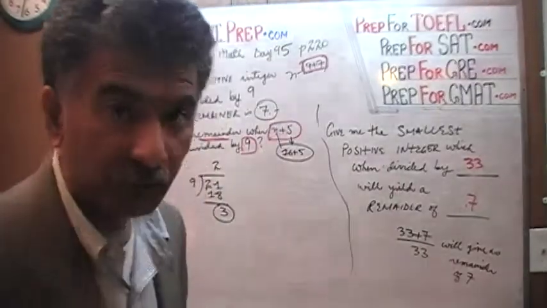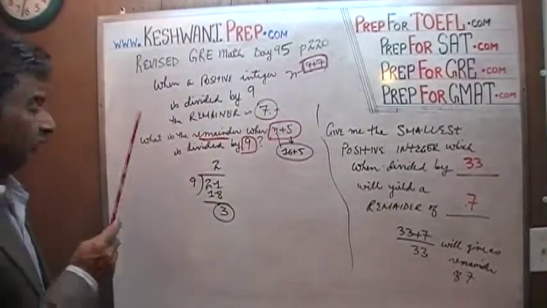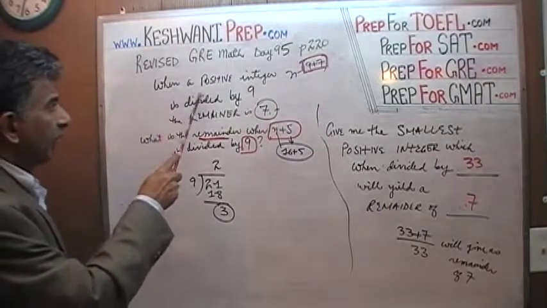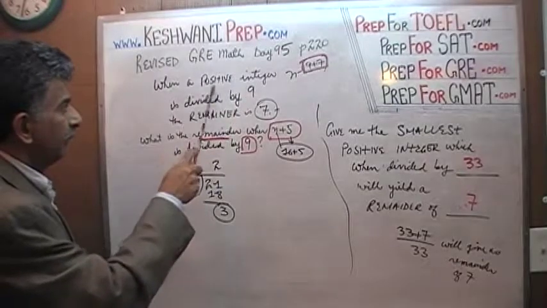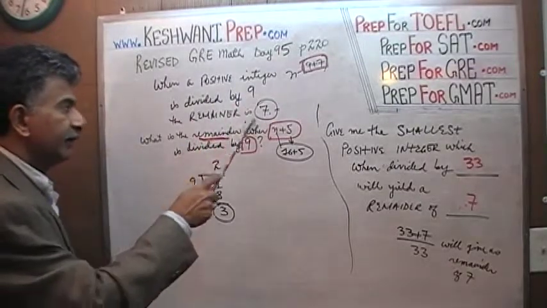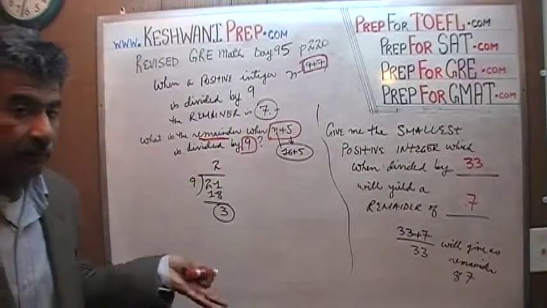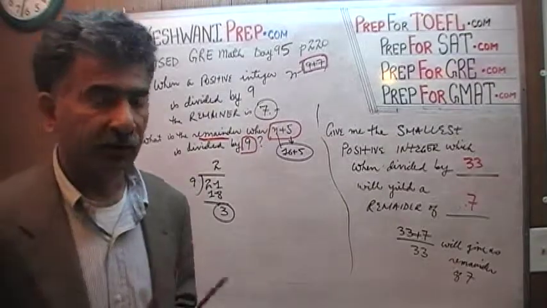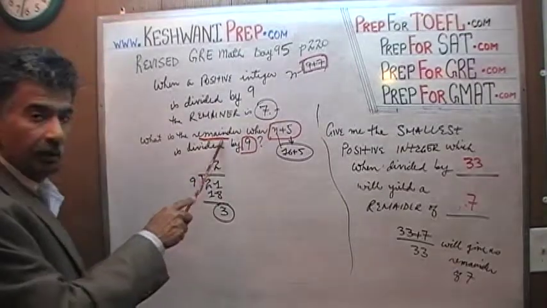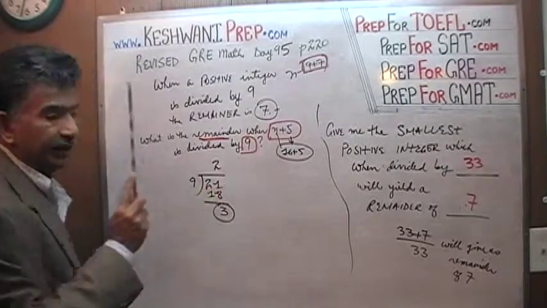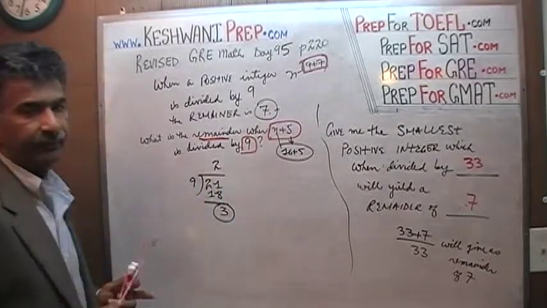Let me read the question one more time. The question was, when a positive integer n is divided by 9, the remainder is 7. We are told that we have some number which, when you divide by 9, gives us a remainder of 7. The question is, what will be the remainder if you were to take the quantity and add 5 to it and divide that quantity by 9? And we found out that the answer is 3.